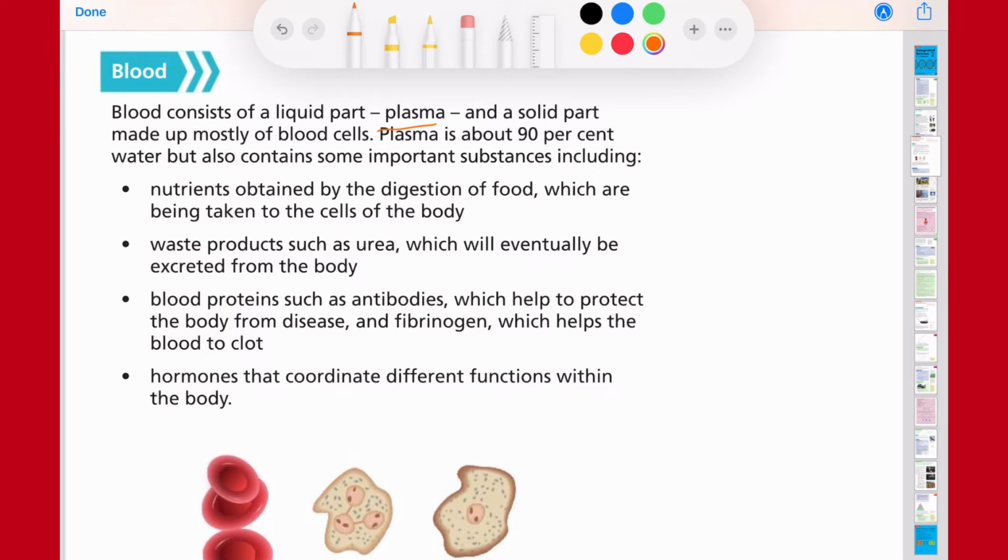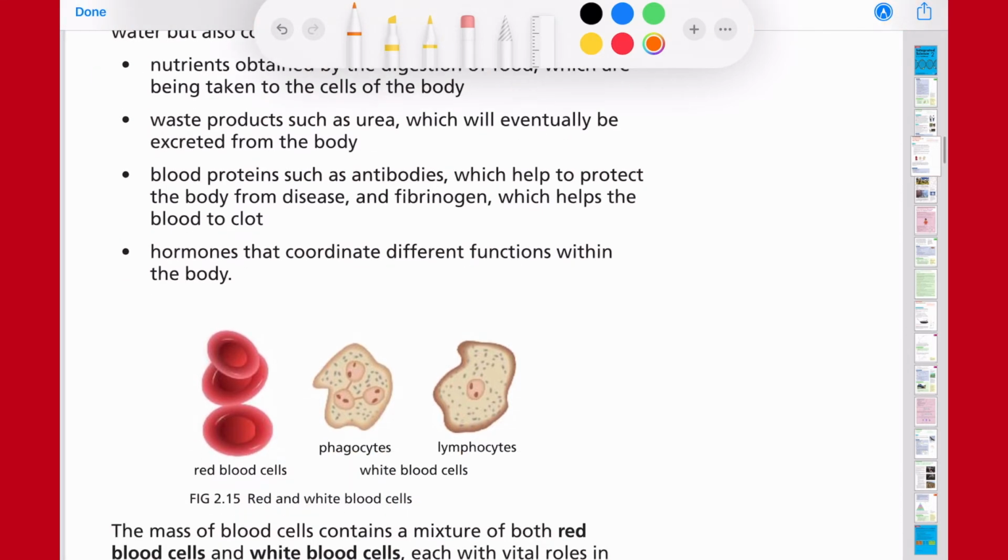It also contains waste products such as urea, which will eventually be excreted from the body. It contains blood proteins known as antibodies. So I'm sure you all are hearing a lot about antibodies now with the COVID-19 pandemic, and that we need to build our antibodies against the COVID-19 virus, right? So antibodies are transported in our blood, right?